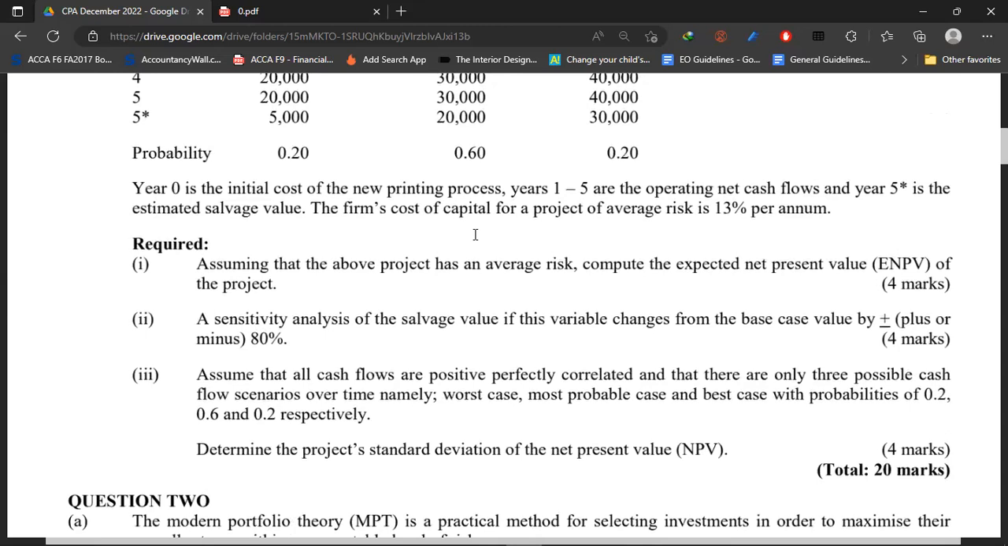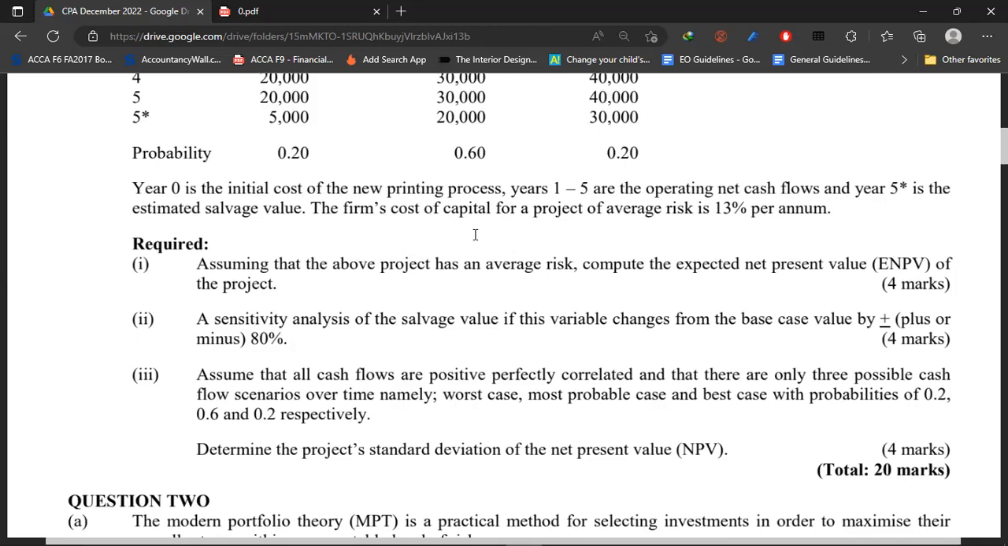2. A sensitivity analysis of the salvage value if its variable changes from the base case value by plus or minus 80%. 3. Assume that all cash flows are positive, perfectly correlated, and that there are only 3 possible cash flow scenarios over time, namely worst case, most probable case, and best case, with probabilities of 0.2, 0.6, and 0.2 respectively. Determine the project's standard deviation of the net present value.